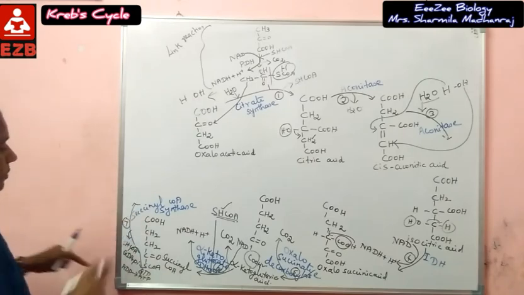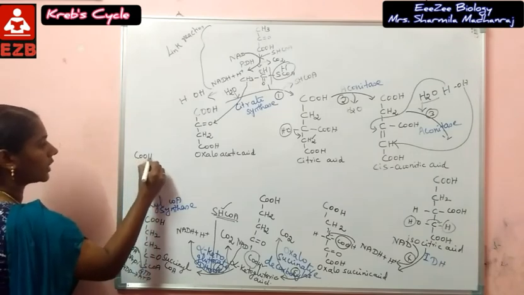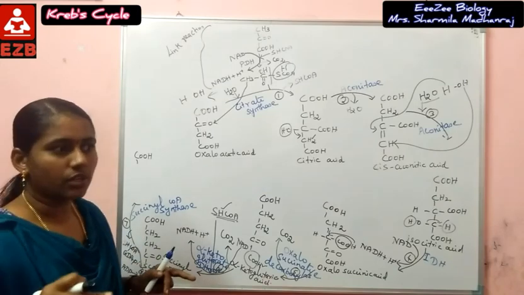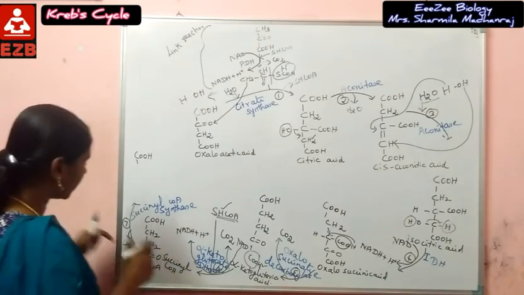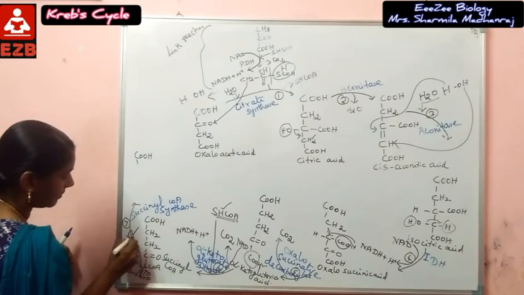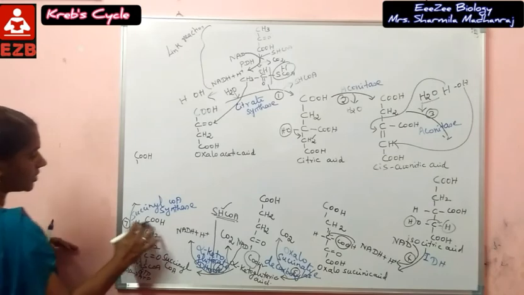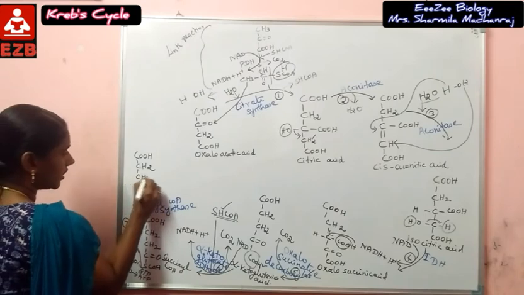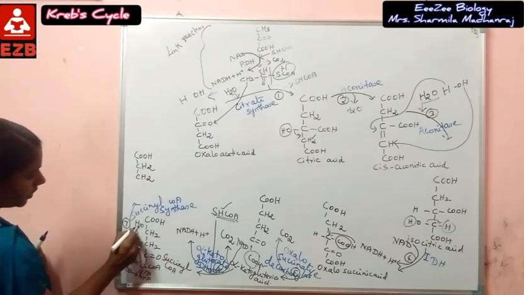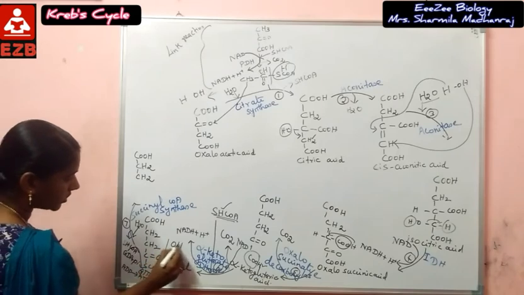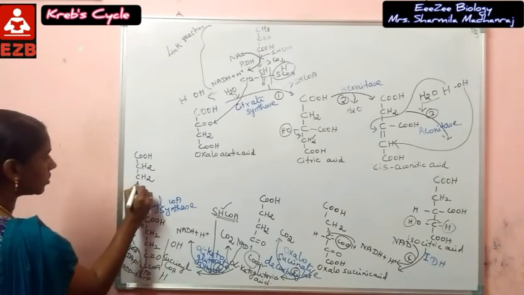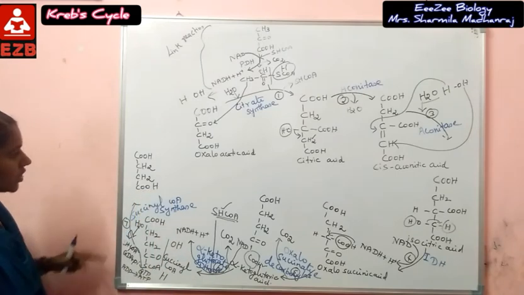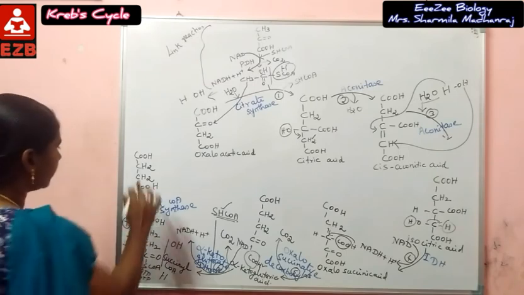Okay, next step, product COOH. At the same time, in this reaction hydration occurs, so water molecules enter into this reaction. COOH, CH2, next CH2, and the water molecule is here as OH and hydrogen. So COOH, the remaining coenzyme is removed from this reaction, that is succinic acid.